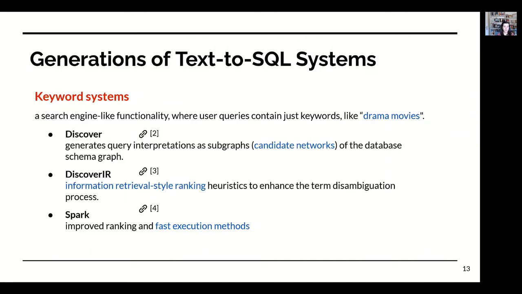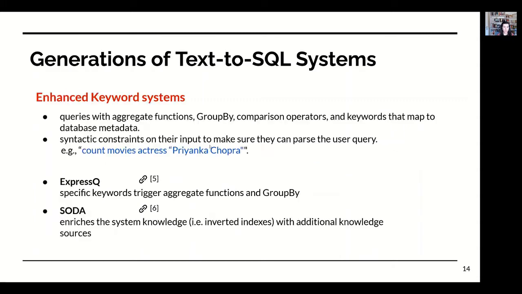So Discover was the first to introduce the idea of generating query interpretations as subgraphs over the database schema graph. Then Discover IR said, why not use information retrieval style ranking to enhance the query disambiguation process? Spark was a system that built on top of that, but also focused on fast execution methods.